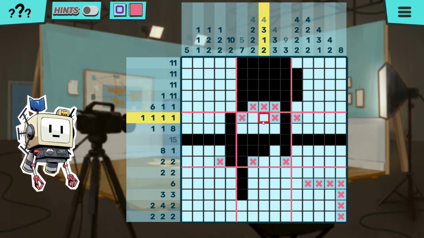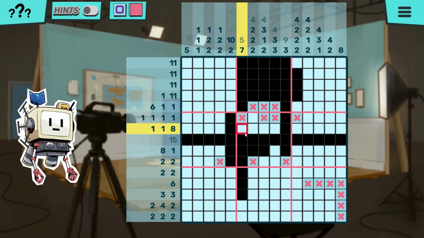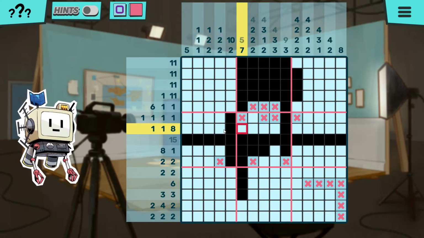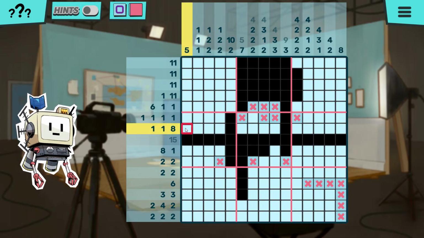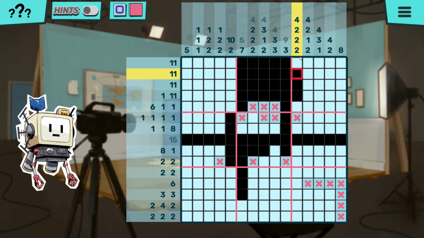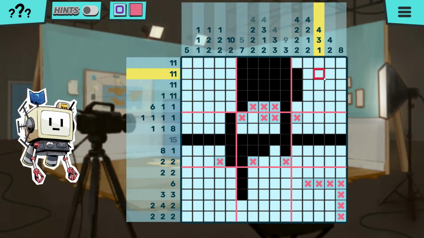What do we have here? This needs to be the 3, so this needs to be blank. Okay. No, nothing. Wait. 1 blank, 1 blank, 8. Could be a thing. So 4, 2. All right.